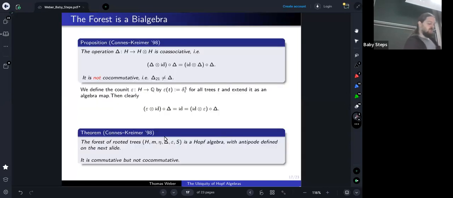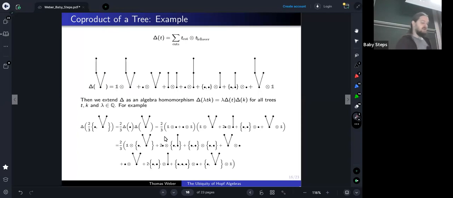The counit is relatively easy. It is almost all the time just 0. Only on the empty tree it gives you 1. And then it's quite easy to see that the counit axiom is satisfied. It was one of those diagrams of a coalgebra. And this you can easily see.